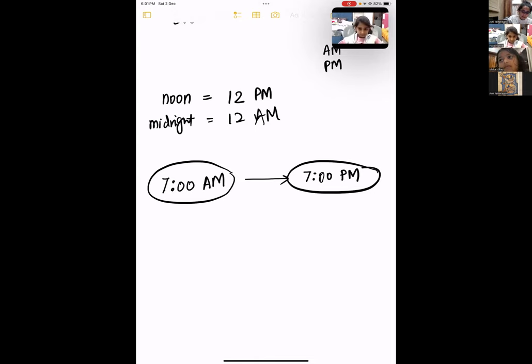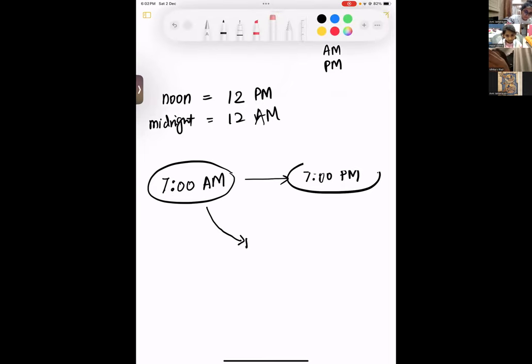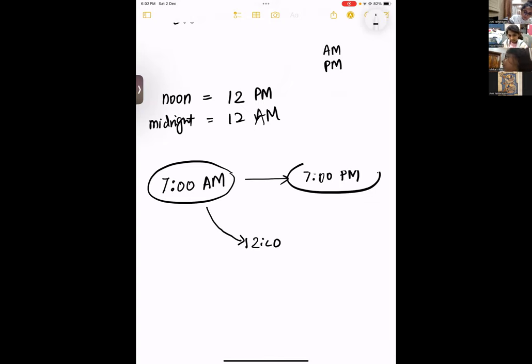Now see. Hazel, we know that after 12, it again starts from 1, right? 12 ke baad 1, 2 hota hai. Theek hai? So I am going to break it down to 12. Now tell me, now this is AM. At 12 o'clock, it's going to convert into PM. We know the change of AM, PM also happens at 12. Now, how much time has passed between 7 AM to 12 PM? Hazel? 5 hours.